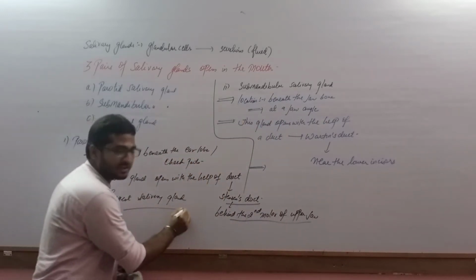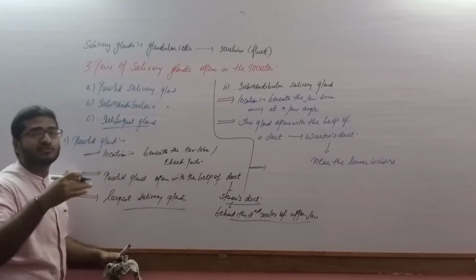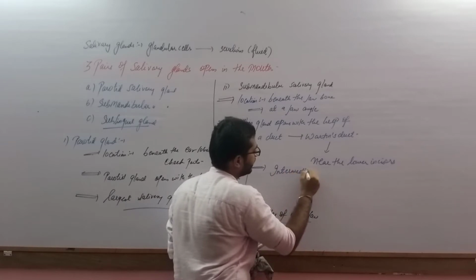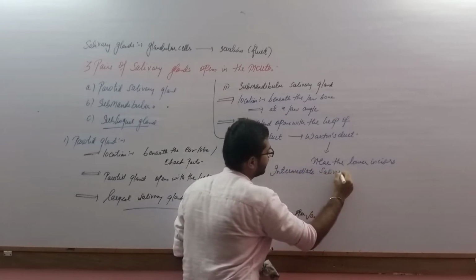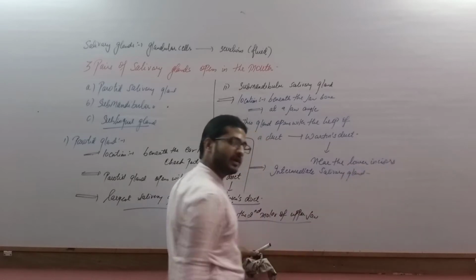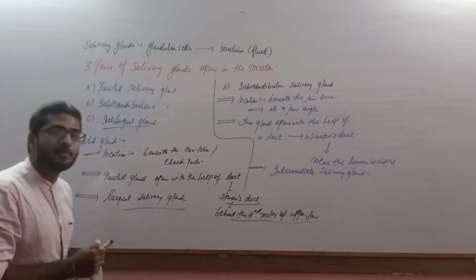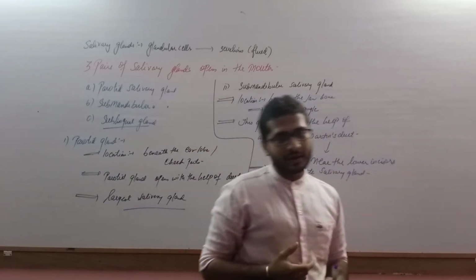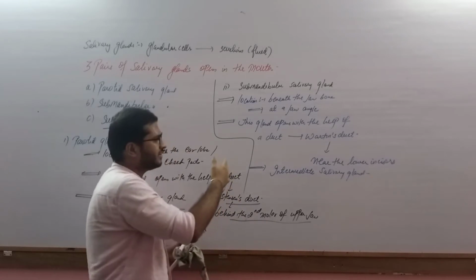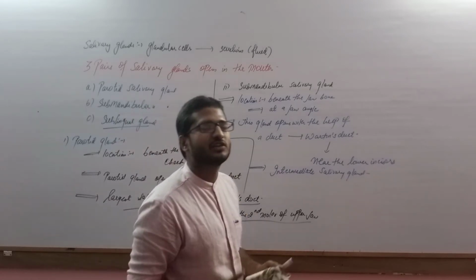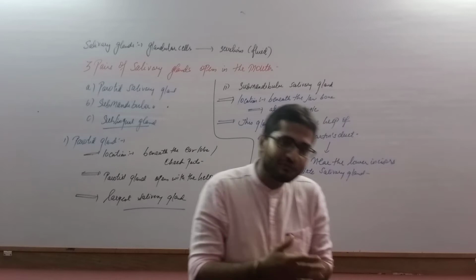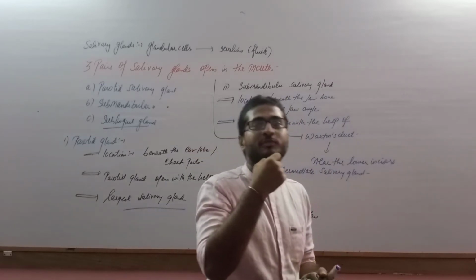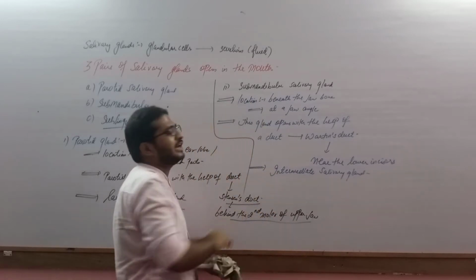because the parotid gland is the largest salivary gland, and the sublingual gland is the smallest salivary gland. This is a kind of intermediate salivary gland. Clear? So this is all about the submandibular submaxillary gland: it is located beneath the jawbone, at a jaw angle, and it opens with the help of a duct, and the name of the duct is Wharton's duct. Where will this Wharton's duct open? Near the lower incisors, that is the front teeth.